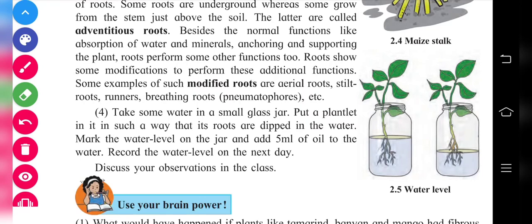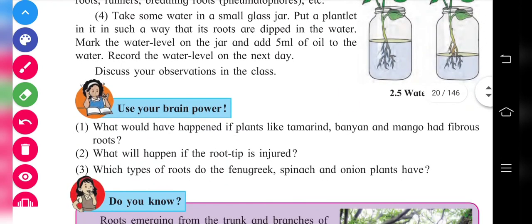So after that use your brain power. Here is the question given. Read that question. What will happen if plants like coconut, banana and mango had fibrous root? So what will happen there? You can write in a notebook, okay.